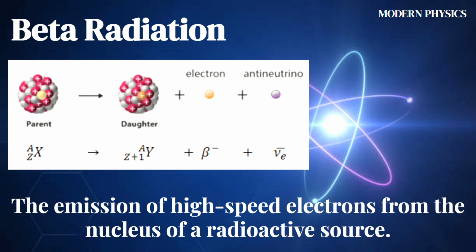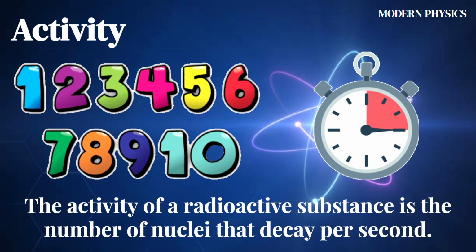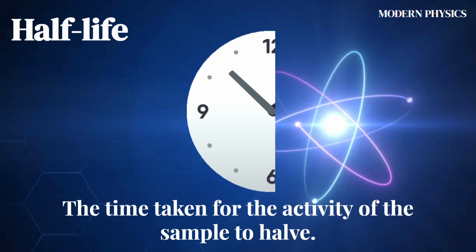of a radioactive source. Gamma radiation is the emission of high-frequency electromagnetic radiation from the nucleus of a radioactive source. The activity of a radioactive substance is the number of nuclei that decay per second. Half-life is the time taken for the activity of the sample to halve.